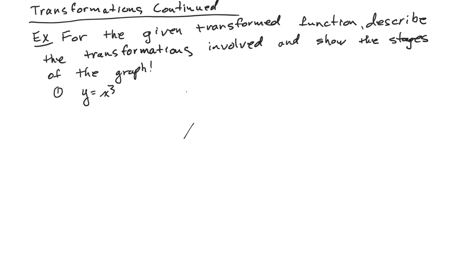So we have the function y is equal to x cubed. Now we're going to eventually turn that into the following equation: y is equal to negative (x plus 1) cubed plus 2. So here's our solution. Leave a little space so that we can put our graph underneath here.